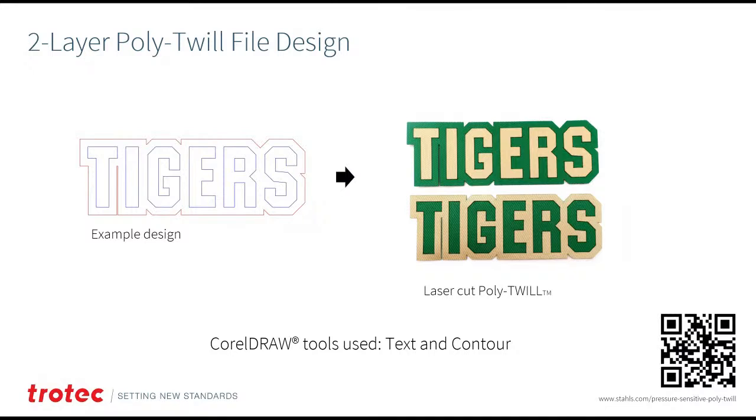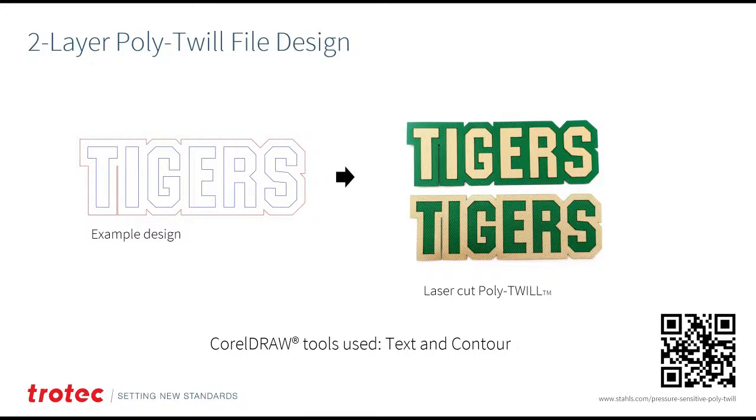Here's another popular application, the simple process of creating two-layer poly twill. I take the Stahl's brand pressure-sensitive poly twill. Here's a QR code if you're interested in twill in the lower right-hand corner. I will create a two-layer outline so that the laser cuts through both layers, and then we do two different colors. So the laser will cut through one layer, and then the laser will cut through both layers, and you can weed out the difference to create these two-color heat transfer or iron-on or stitch-on type products.